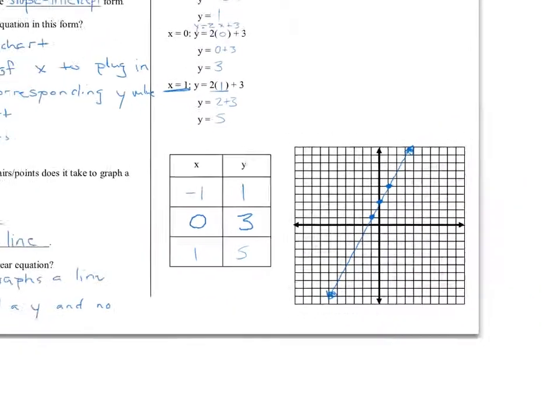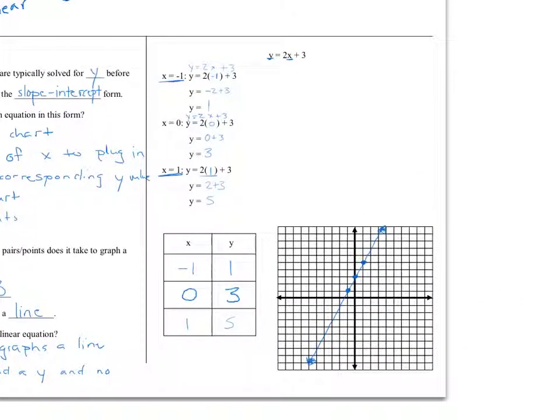So just as one example of that, I'm going to take our point 0, 3 and show you how that works. So in our point 0, 3, 3 is the y, is equal to 2 times 0 plus 3. We're proving that this point is part of the solution, because 3 is equal to 2 times 0, which is 0, plus 3. 3 is equal to 3. So what it's saying is every point on this line makes this equation true. Okay?